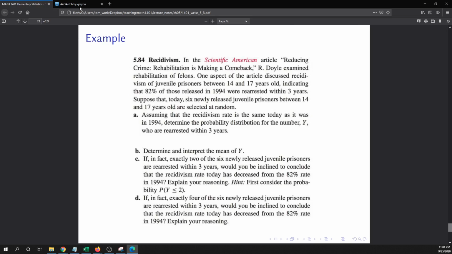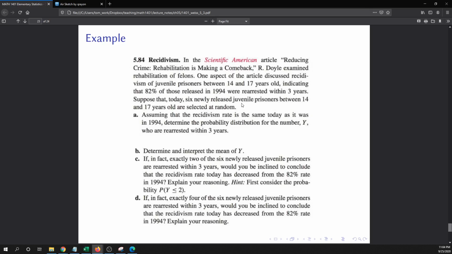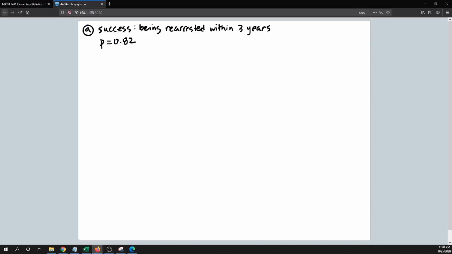All right, and so if that is a success, then the probability of success is 82%. That's the number that they've given here. So p is equal to 82%, or p equals 0.82. Again, we're going with success being this because they give us that percentage. It's not like we couldn't do it the other way, but we're going with the way the problem is worded. And it says we are doing this with 6 people. We're looking at 6 different individuals, so our number of trials would be 6.